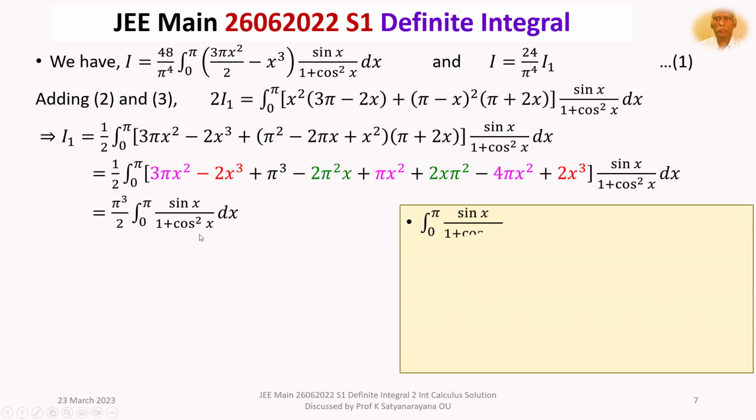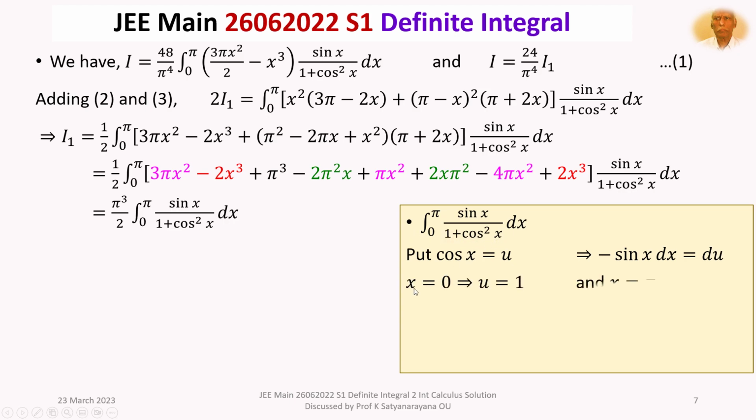Now, put cos x is equal to u. Then differentiating, you will get minus sin x dx is equal to du. Therefore, sin x dx will be minus du. Now, the limits will change because of the substitution. x is equal to 0 will imply u is equal to cos 0, that is 1. And when x is equal to pi, u will be cos pi, that is minus 1. So, when x is 0, u is 1. When x is pi, u is minus 1.